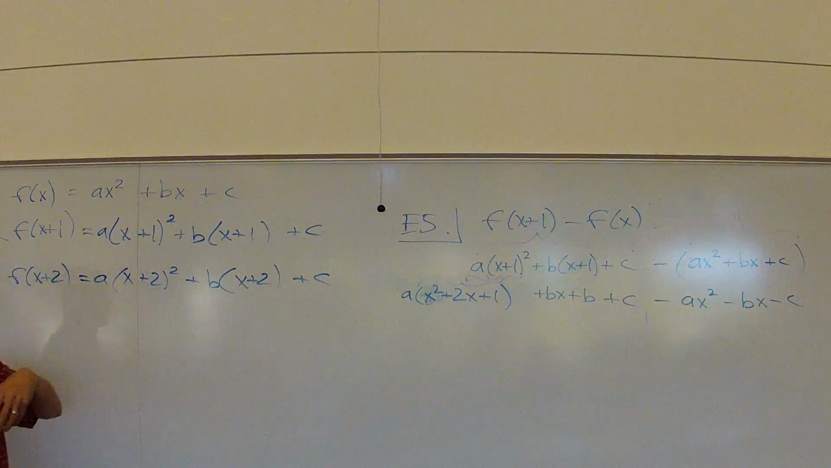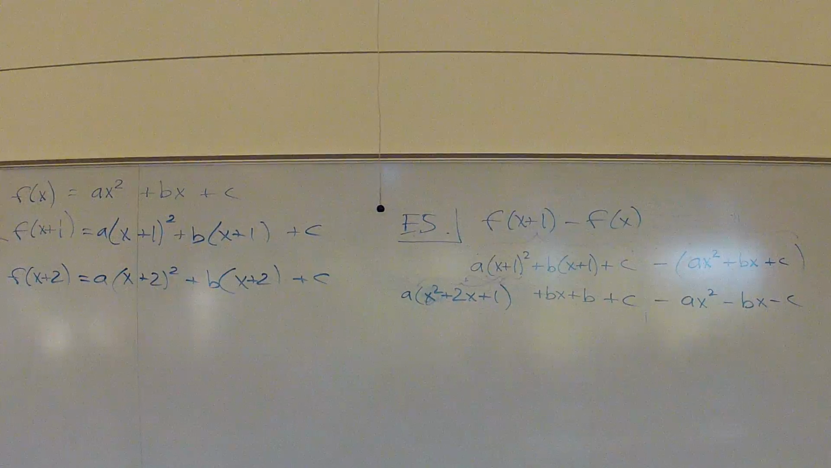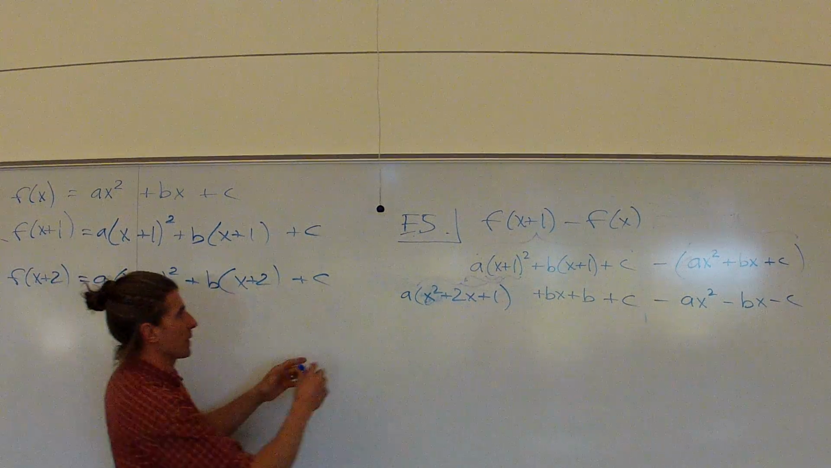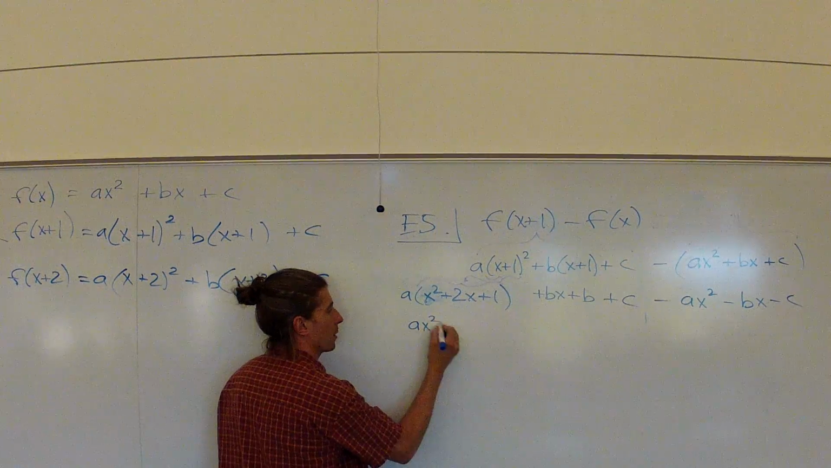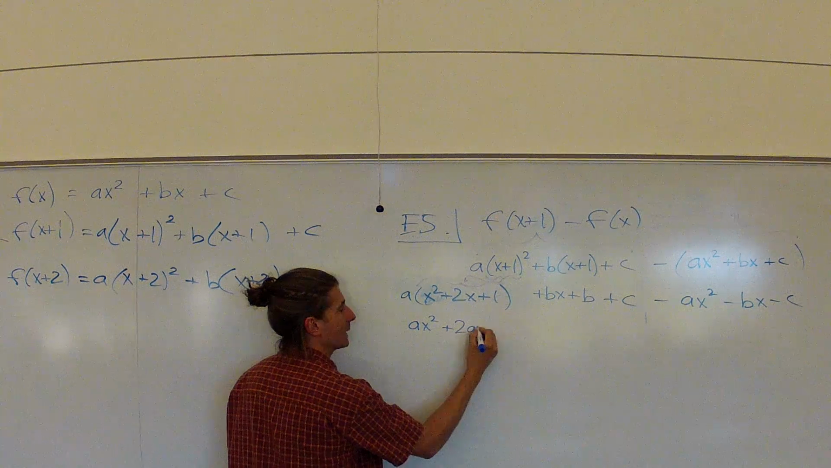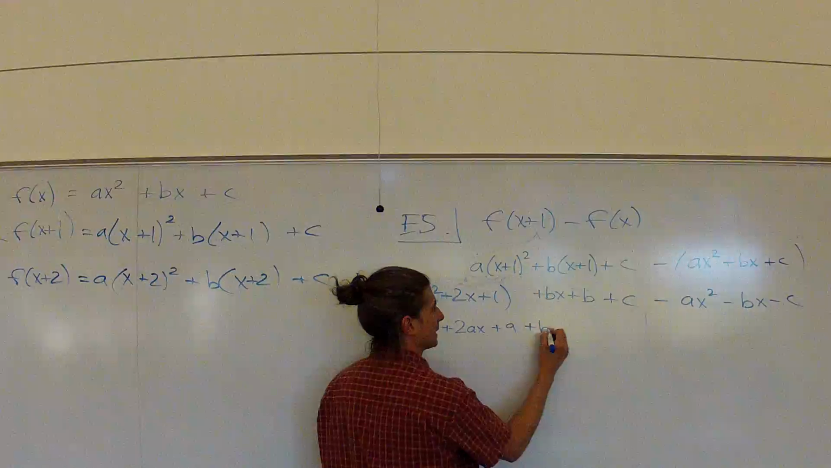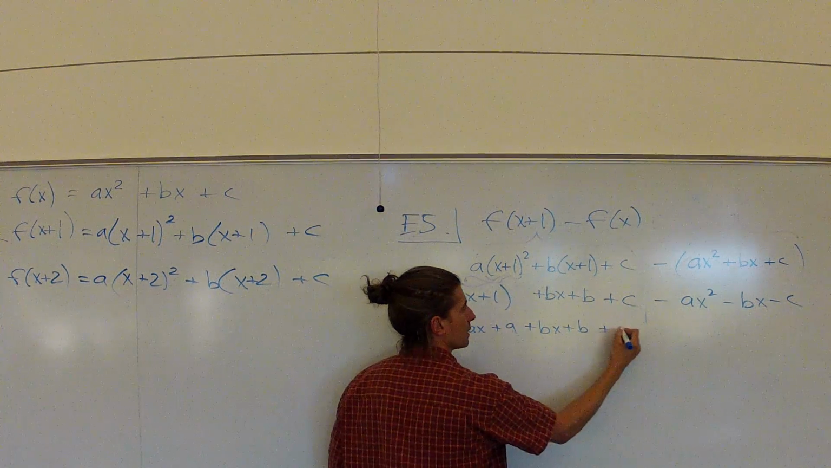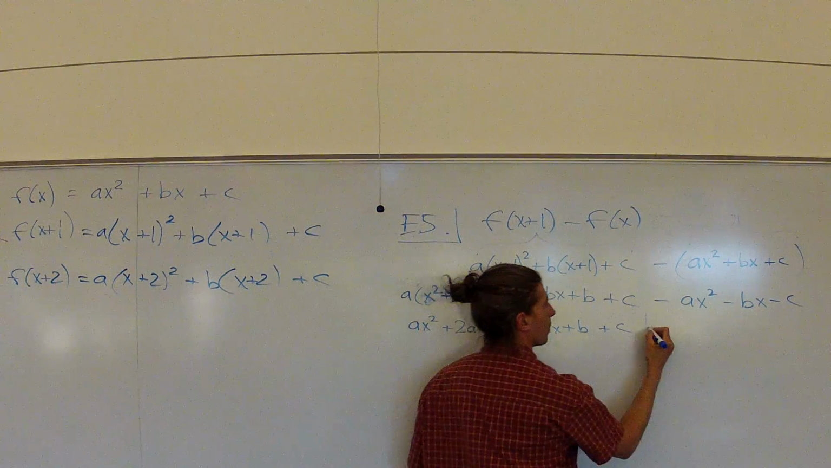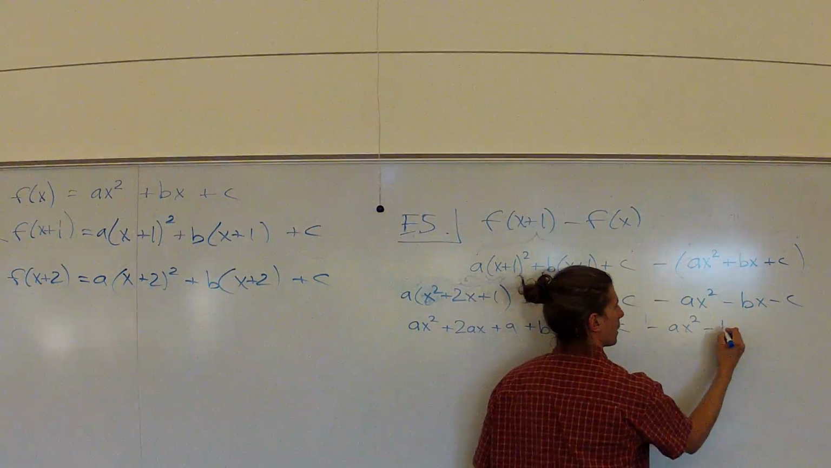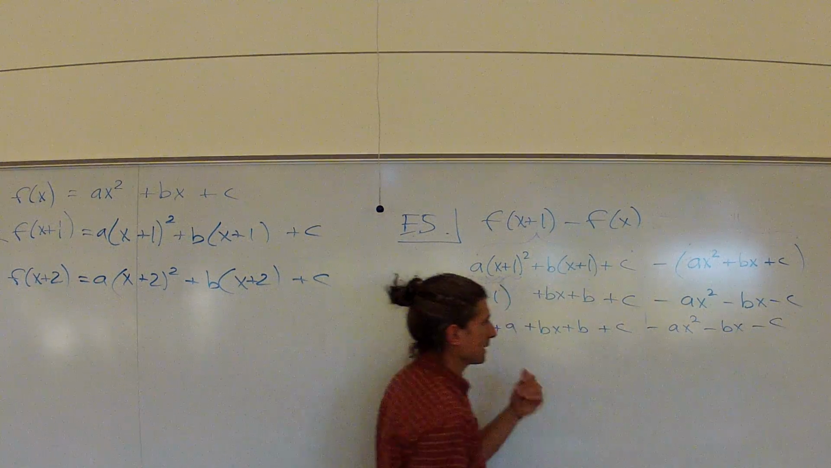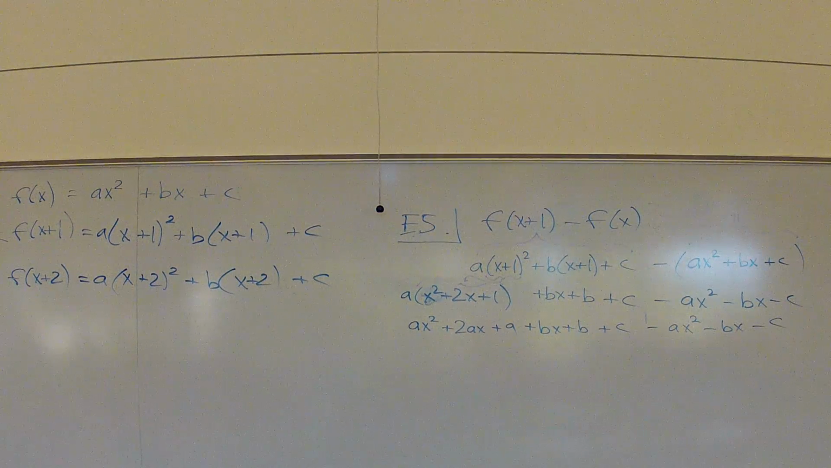Okay, back to this. We're back over here now. What do we do next? We got to get rid of the parentheses, right? So we got to get rid of ax squared. So that's ax squared, 2ax, a, yeah, so far? bx, b, c, minus ax squared minus bx minus c. It's getting a little nausea-inducing.